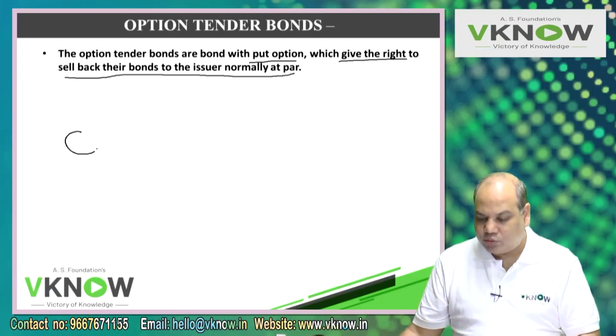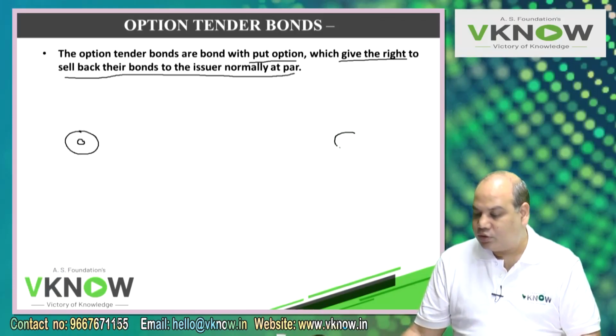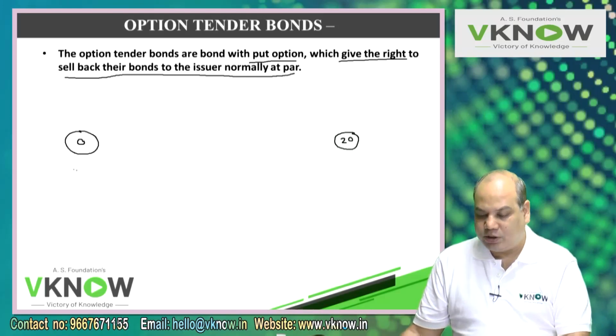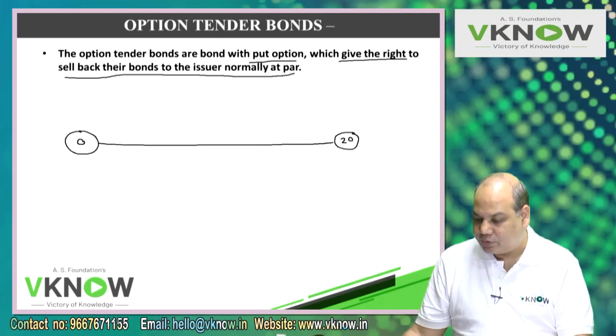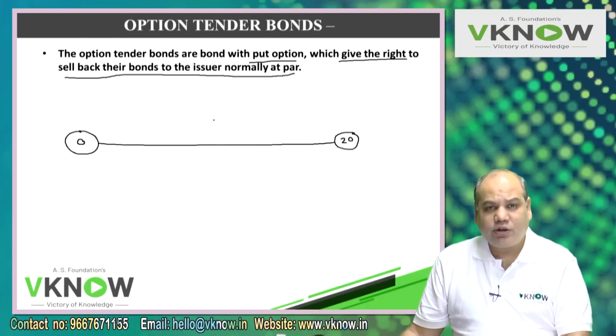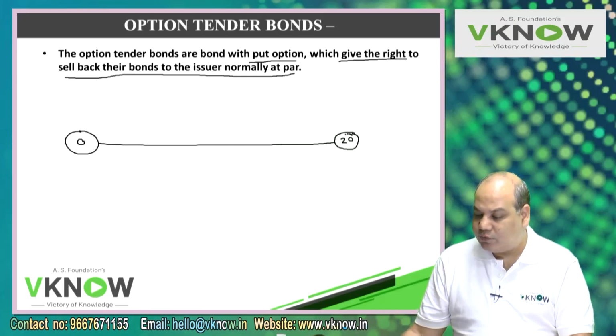A company issues a bond in year 0 and the maturity of the bond is, say, 20 years. 20 years is a very long period. Now during this 20-year period, the investor may want to sell his bond back to the company. But once the bond is issued, if it does not have a put option feature, the investor will have to wait for 20 years and then he will get back his money.